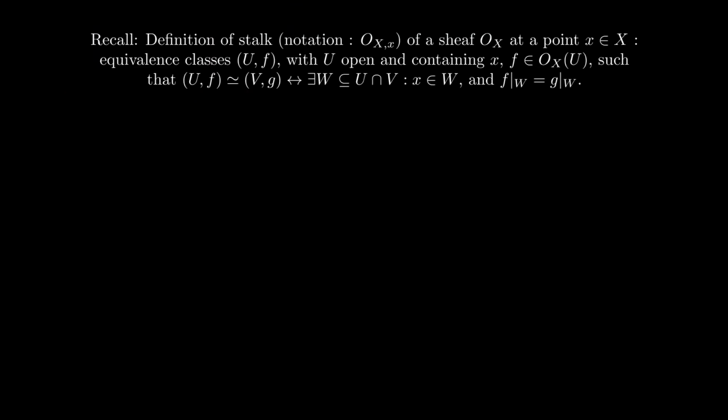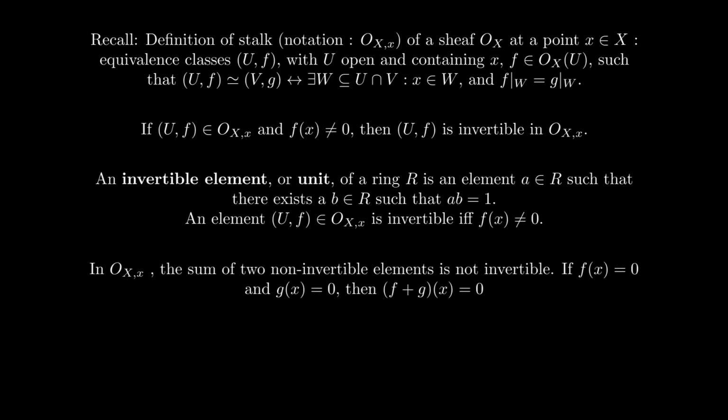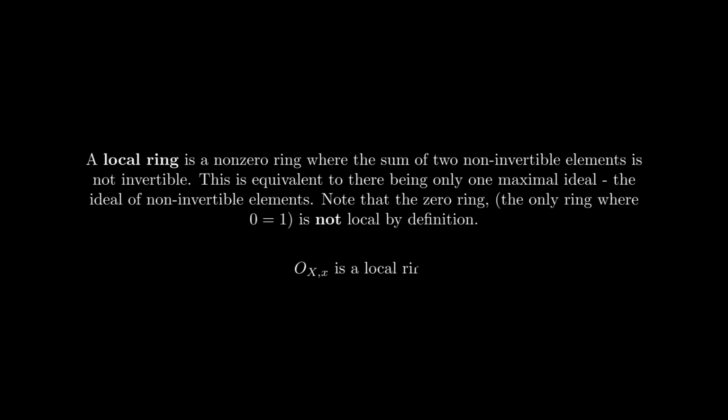Recall the definition of a stalk. Thus, if (U, f) is an element of a stalk near x and f(x) is not equal to 0, then (U, f) is invertible in the stalk at x. An invertible element of a ring, otherwise known as a unit, is an element A of the ring such that there exists another element B such that A times B is equal to 1. Note that the sum of two non-invertible elements is not invertible. This means that the stalk is a special kind of ring called a local ring. A local ring is a non-zero ring where the sum of two non-invertible elements is not invertible. As we have just seen, the stalk is a local ring.